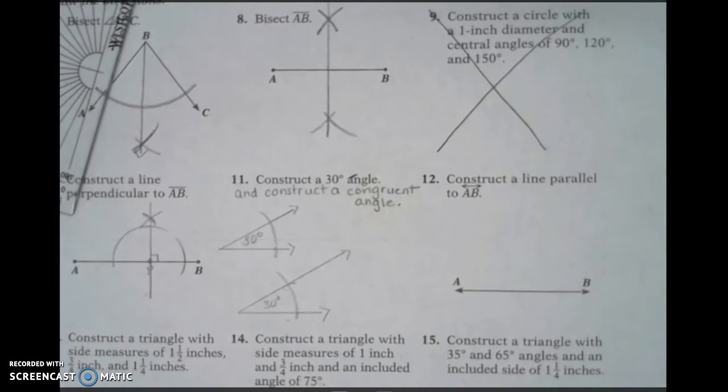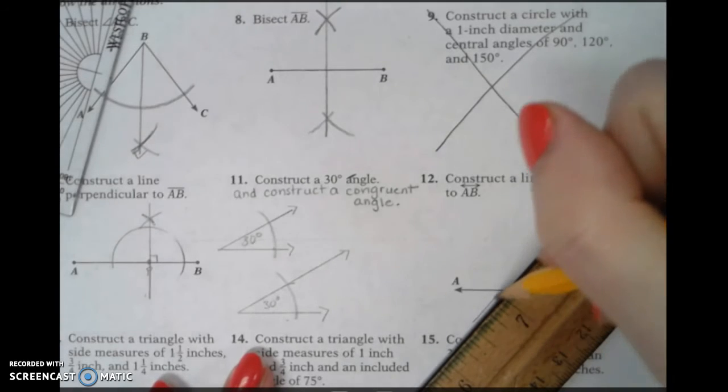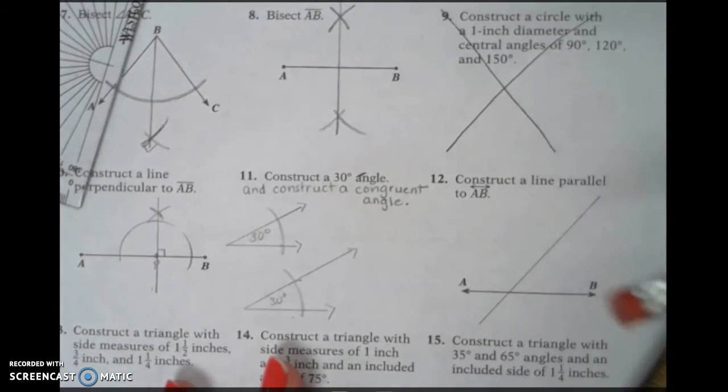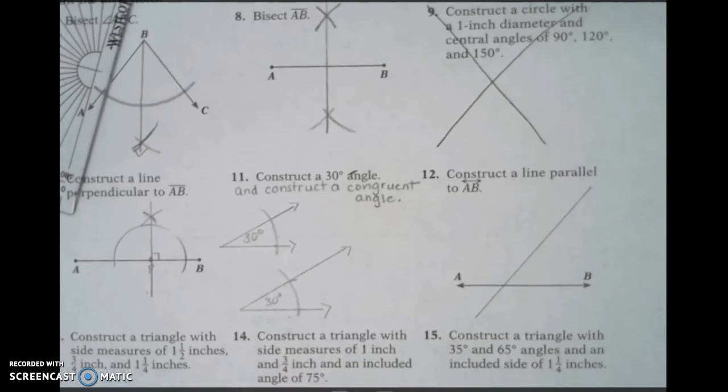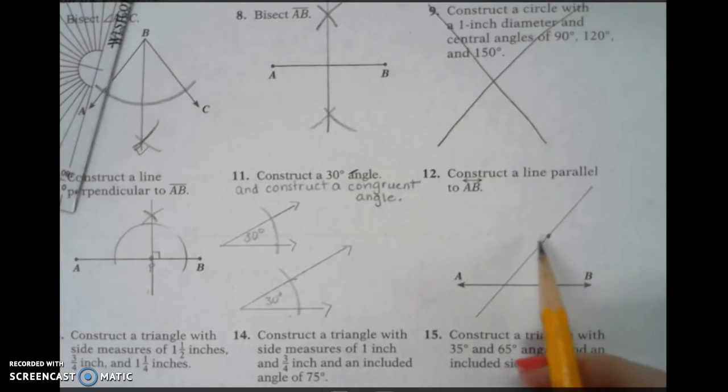Number 12 is to construct a line parallel to line AB. To construct a parallel line, first make a transversal. Transversal is simply a line that intersects your other line. And then after you've made your transversal, you want to choose a point on that transversal that you want your parallel line to go through.